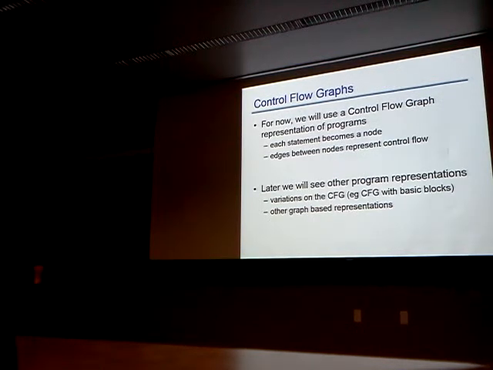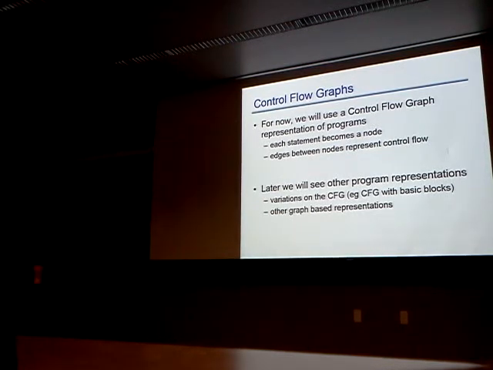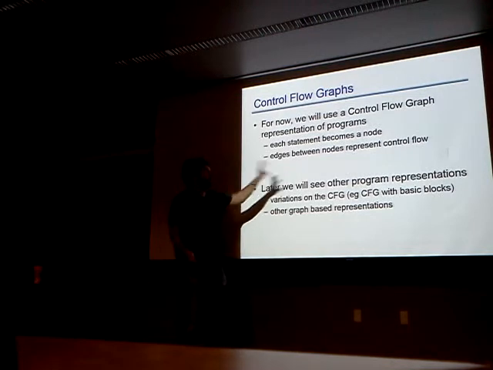One of the first things you have to do when you analyze a program is represent the program. You don't want to do it as a string. Strings are horrible. You want to represent it in a better way than a raw string. There are many ways to represent programs, and later in the second half of the quarter, we'll talk about really interesting ways of representing programs. But for now, just to get us started so we can do data flow analysis, we will assume a very common representation called a control flow graph.